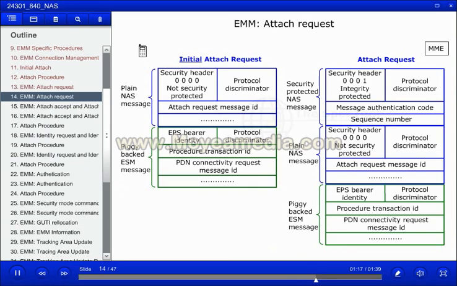So the first message is a security protected NAS message, and in the field called security header, the integrity protection is indicated. After that, the plain EMM and plain ESM messages follow.